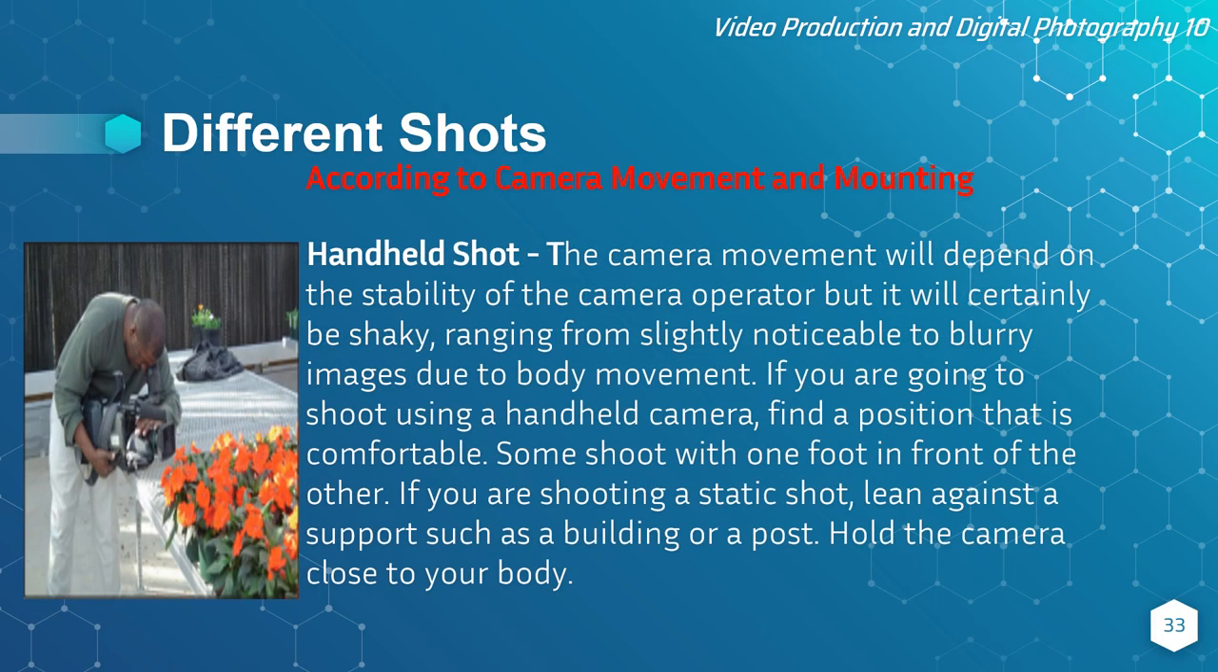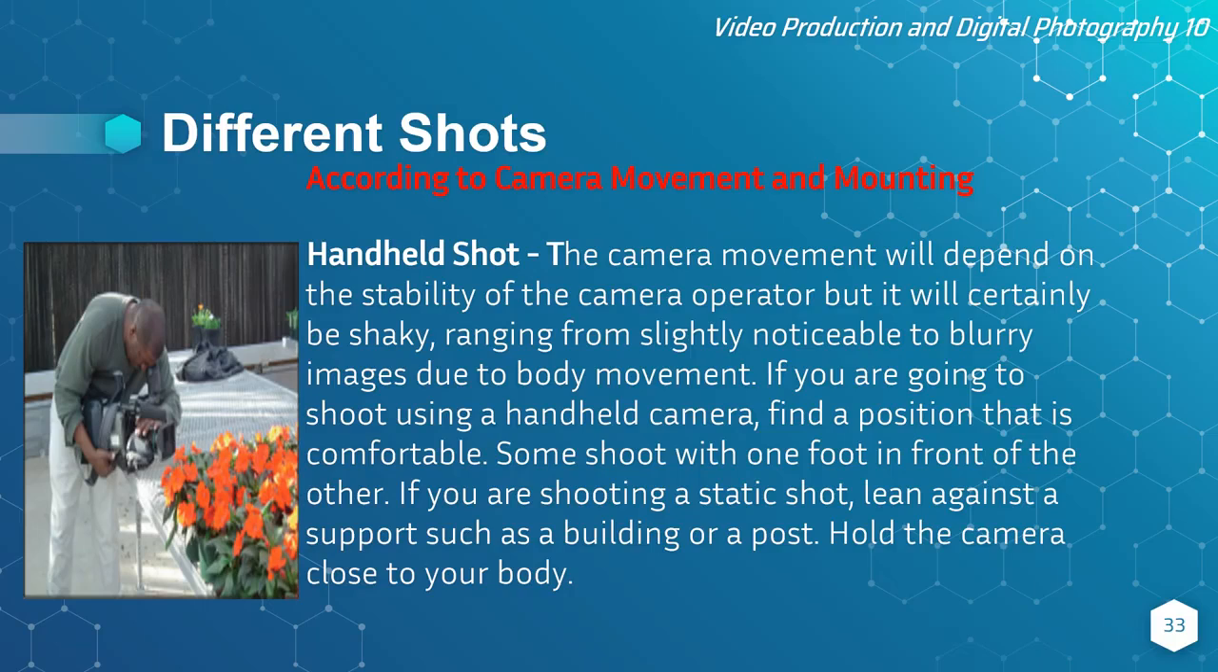Next one naman, or the last one, this is the handheld shot. Okay, yung hawak mo lang yung camera. So the camera movement will depend on the stability of the camera operator. Nakadepende kung sino ba yung kumukuha ng picture, sino may hawak ng camera. But it will certainly be shaky. Yes, it will be shaky, ranging from slightly noticeable to blurry images due to body movement. Kasi nga tayo talaga, umiibo tayo. So asahan natin if we use handheld shot, medyo shaky talaga siya.